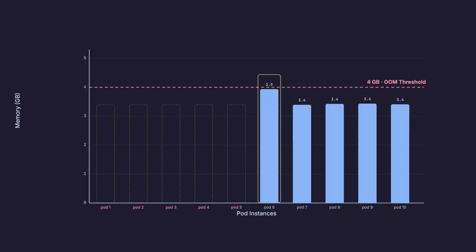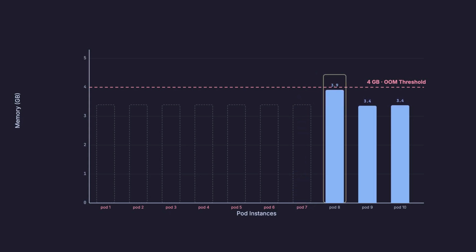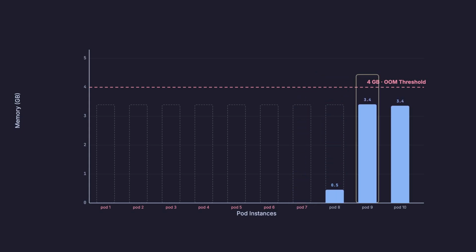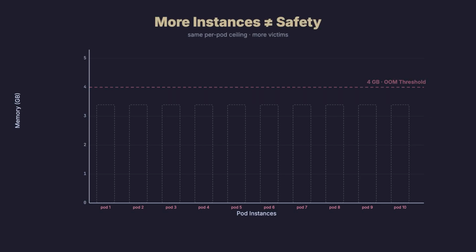Now imagine you have 10 such pods behind a load balancer. The load balancer sees one pod go dark and reroutes traffic to the healthy ones. But because the work that triggers the spike is request-driven, the next pod that receives the same kind of request also crosses the 4 gigabyte line and gets killed. The load balancer keeps sending requests, and the pods fall like dominoes. More instances didn't fix the underlying per-instance memory headroom problem. They just gave the load balancer more victims.